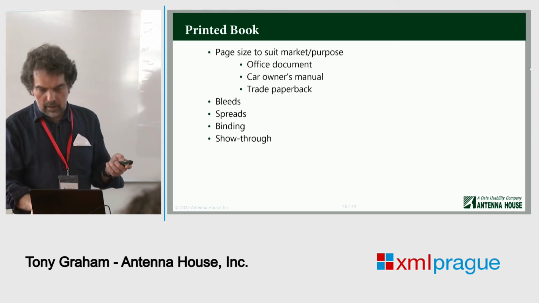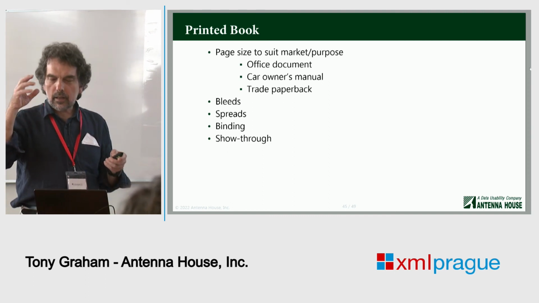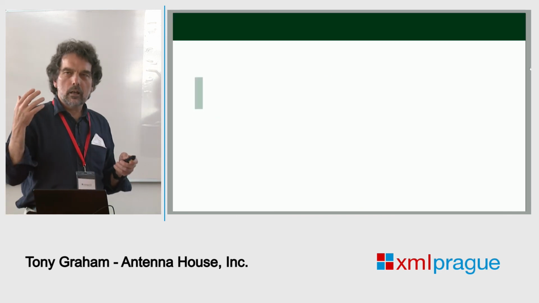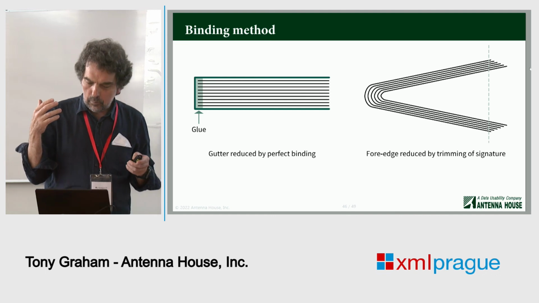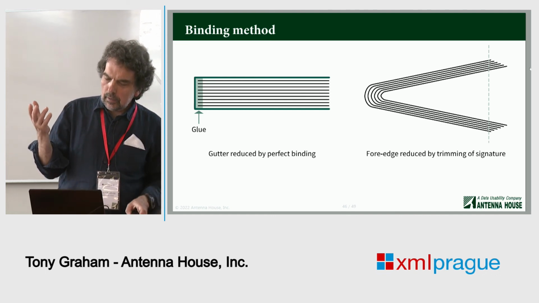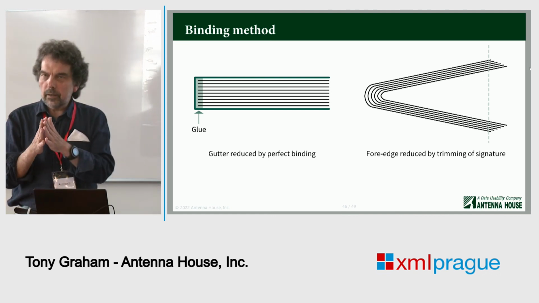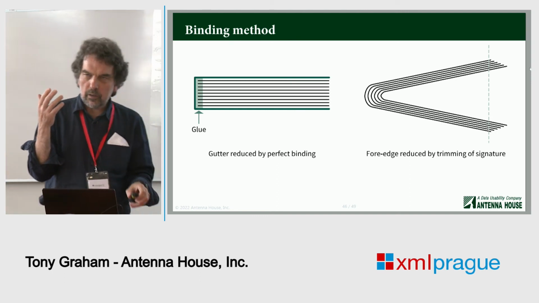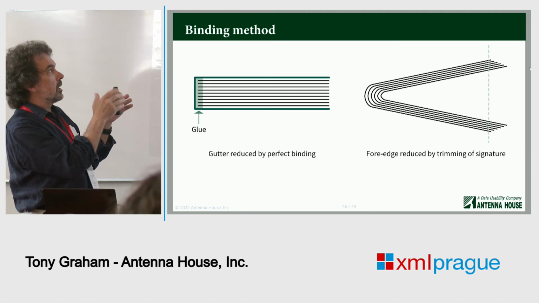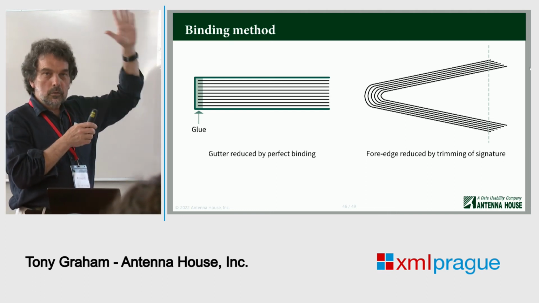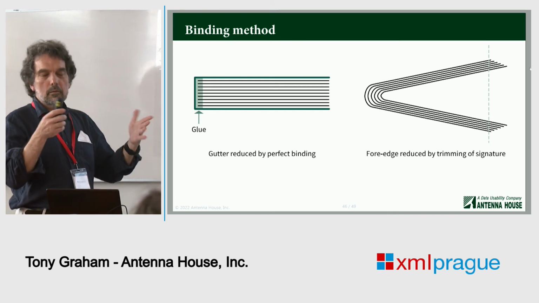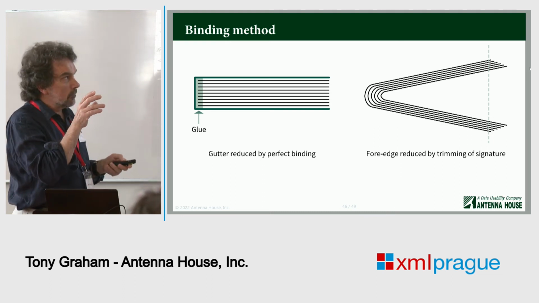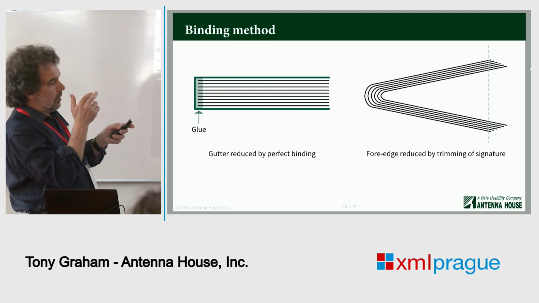We're going to talk about spreads, binding, and show-through next. There are aspects of the physical book that you don't really have to see in an electronic book. The binding method can affect the physical book. There's perfect binding where all the pages are butted together, one side is glued and then it's chopped, and so all the pages tend to be the same size.